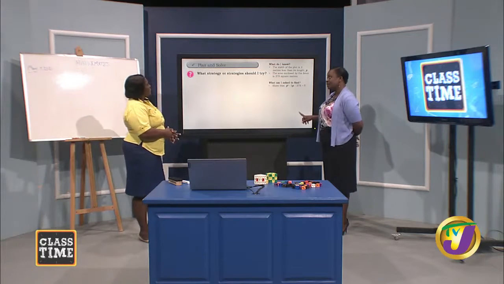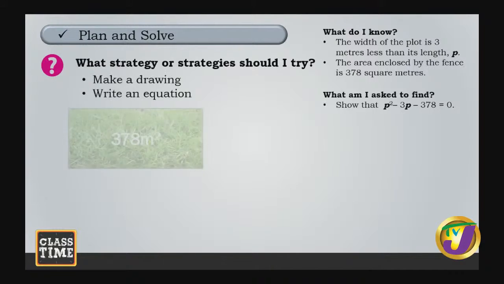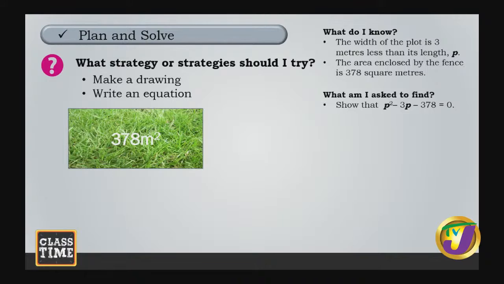The strategy or strategies we use, we can make a drawing and or write an equation. What does the drawing look like? It did tell us that we're working with a rectangle. It did tell us that the area is 378 square meters, and we know what area is, the space enclosed in the figure. It also gave us a length as well as a width. The length in this case is P. The width is P subtract 3.